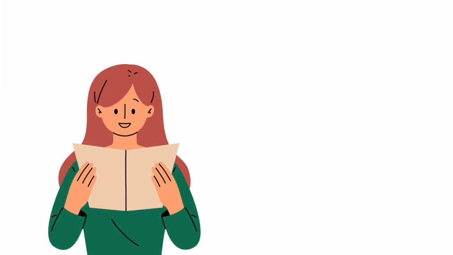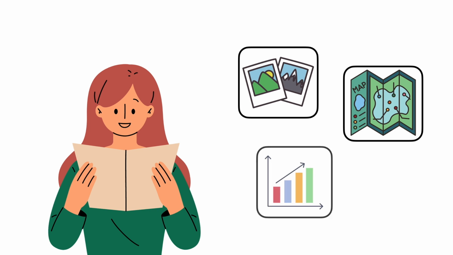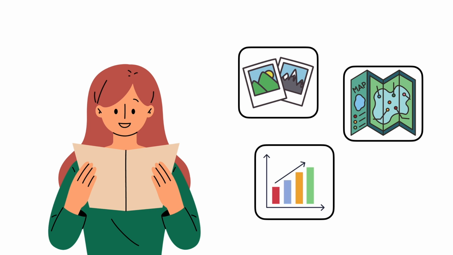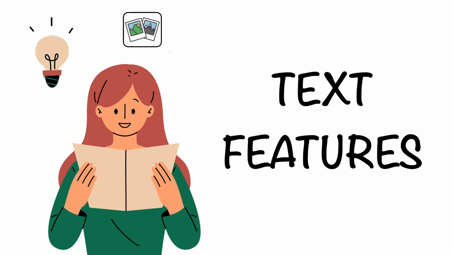Have you ever opened a book and discovered so much more than just words? Maybe you noticed a photograph, a map, or even a graph. These items aren't just included for decoration. These are text features, and they are tools that can help readers better understand the information in front of them. Each text feature has a unique job in making the text easier and more fun to read.